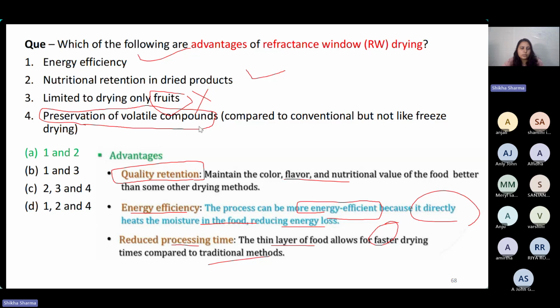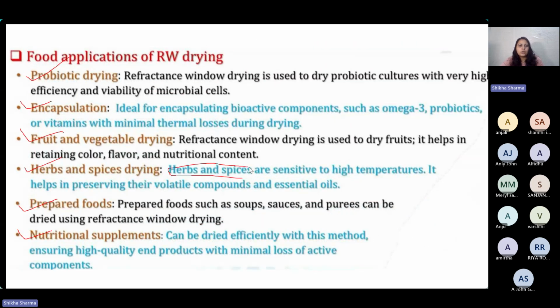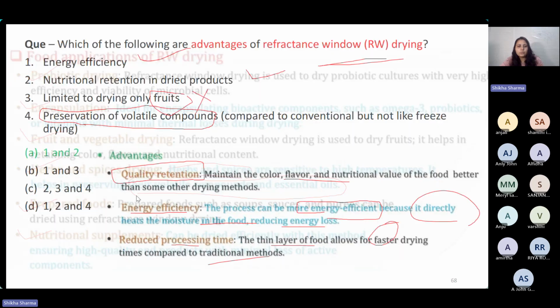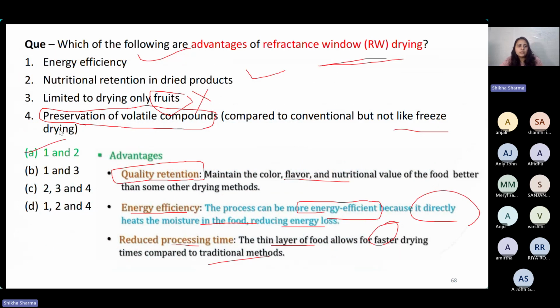So basically, if we compare with the conventional method, it does preserve volatile compounds and it is used for herbs and spices, and it will help to retain their volatile compounds and essential oils. But if we compare it with the freeze drying method, it is not that effective to preserve the volatile compounds. So only 1 and 2 are correct here. Statement 1 and 2, which are energy efficient and nutritional retention in dried products, are correct.